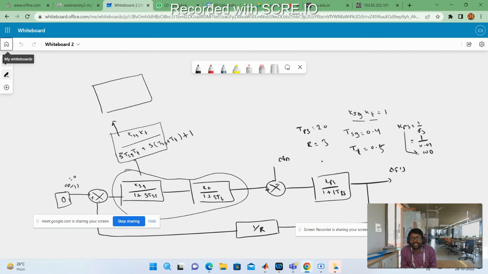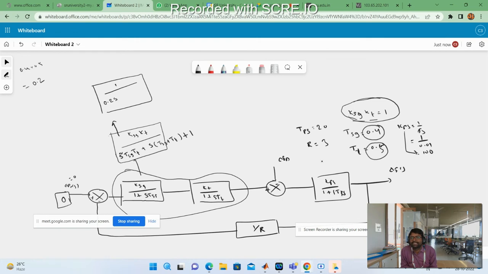So what is the KSG into KT? What is the KSG into KT? 1 divided by, so s square into TSG into TT. TSG equal to 0.4, TT equal to 0.5. What is the TSG into TT? 0.4 into 0.5. What is the value? 0.2, right?